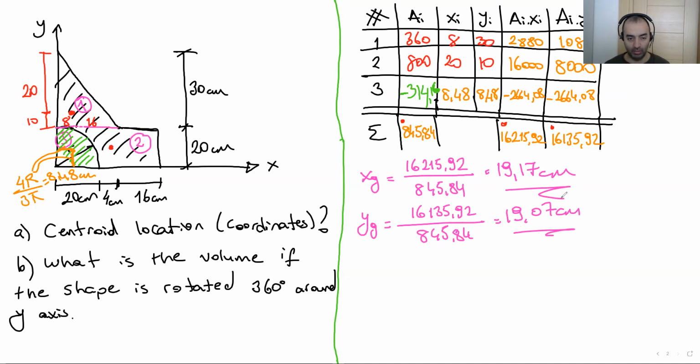What is question B here? Rotate this area around the y-axis. The y-axis is this one, around the y-axis, 360 degrees. Question B is the volume. Remember: volume is angle times area times distance to axis.